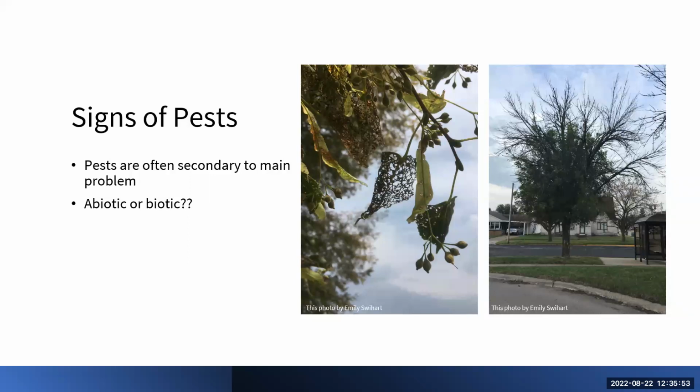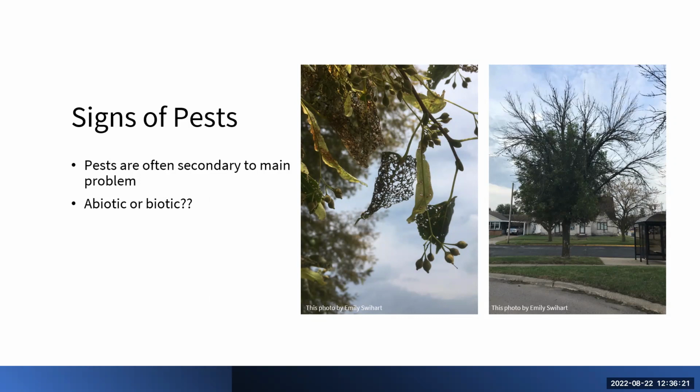Signs of pests. Pests are often secondary to the main problem. There are exceptions, of course, like we've got here, Japanese beetle on a linden tree. It will stress a tree out. It might cause concern. In a case like this, the event won't singularly kill the tree, but it can cause stress, and it might be compounding other issues that lead to diminished health and vigor of that tree.